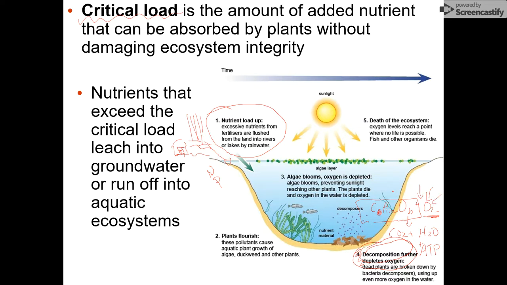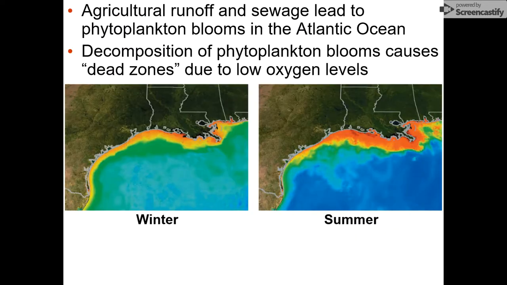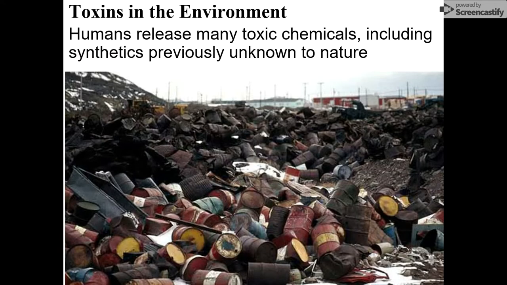So if these things are reactants, they're getting used up. So that means oxygen levels in the water are going down, and all of the animals need oxygen to live. So what can happen is that there's so much decomposition that the oxygen levels decrease and the animals die there. Here's just a picture of agricultural runoff showing phytoplankton blooms, which can lead to decomposition, which can lead to low oxygen levels.